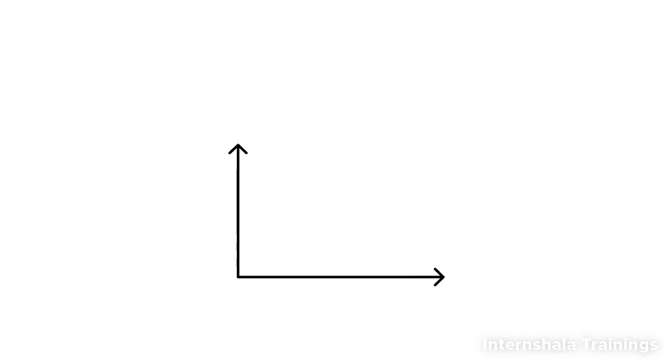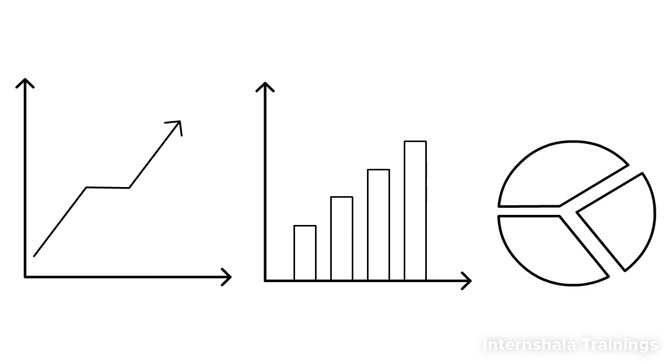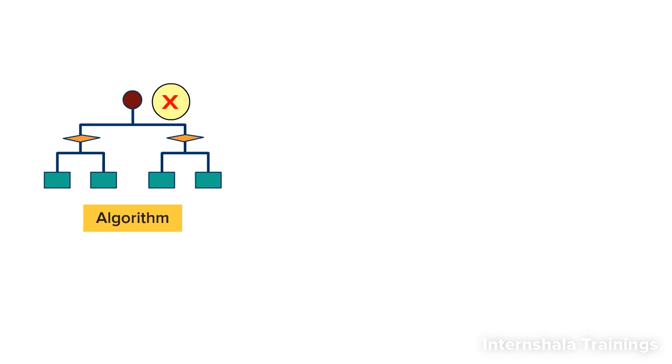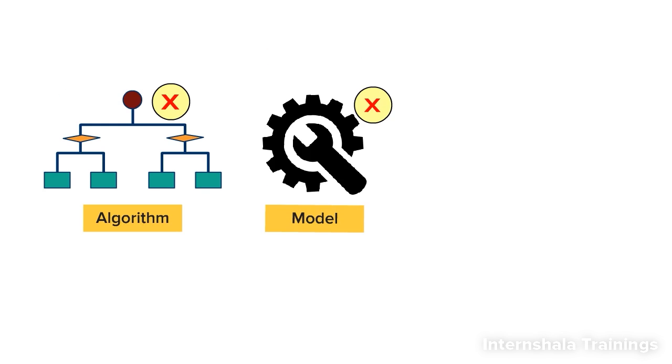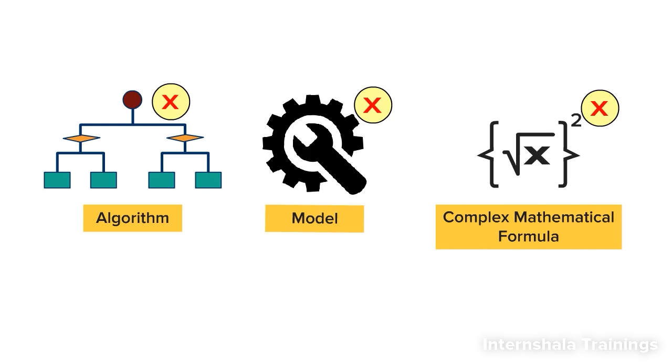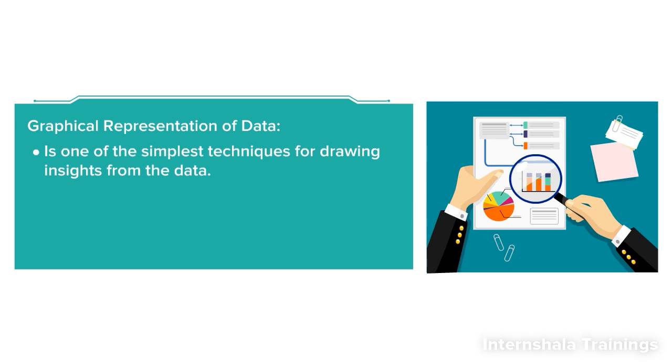Graphical or visual representation of the tabular or numeric data is one of the most popular and commonly used analytical techniques. Here, the visual representation is done using graphs or charts, such as bars in a bar chart, lines in a line chart, or slices in a pie chart. For such visual representation, we neither use any algorithms, nor any complex models, nor any complex mathematical formula is involved. It is one of the simplest techniques for drawing insights from the data.